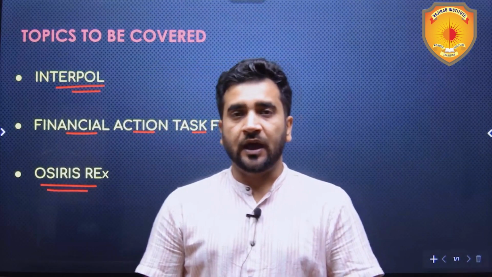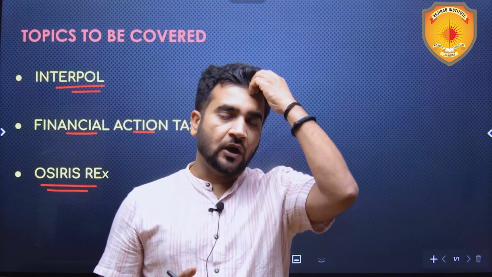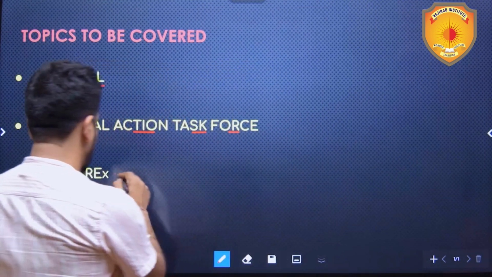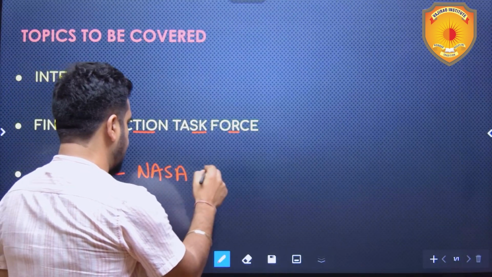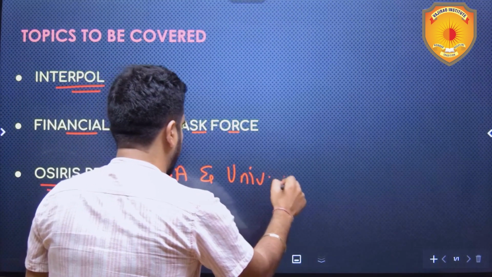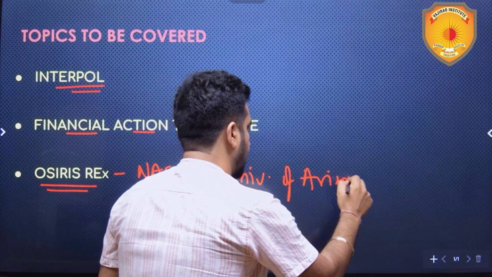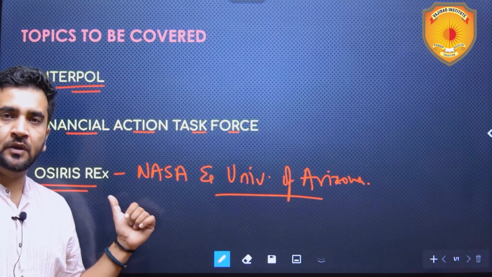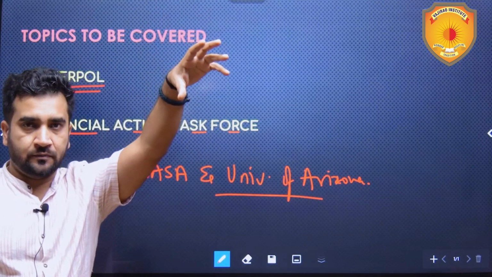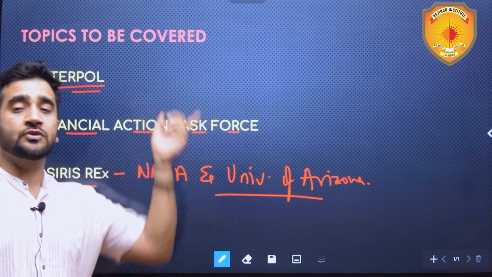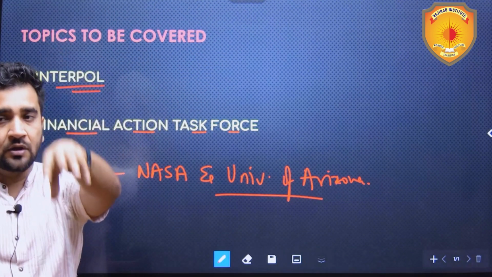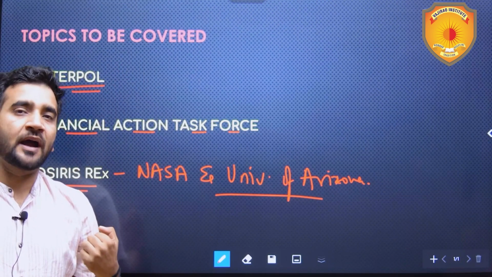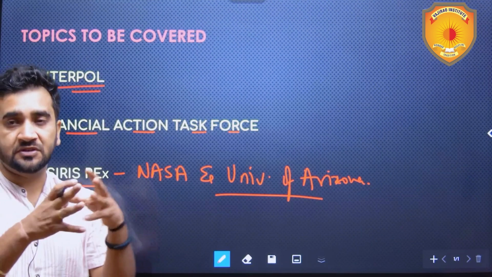And next is Osiris-Rex. Actually, this is a mission, or I would say this was a mission now, a successful one by NASA. Actually, it was a joint mission by NASA and University of Arizona. It was a sample bring back mission. From where? From an asteroid. So it was launched in 2016, went to that asteroid, landed over there, collected samples. After collecting samples, it has landed back on Earth. The scientists will be studying those samples.